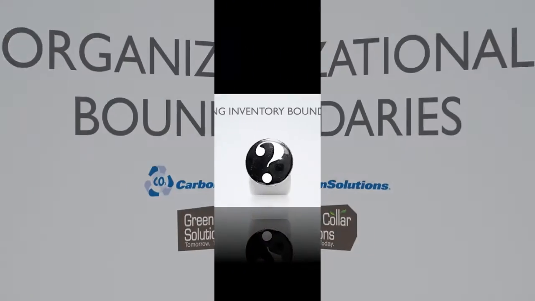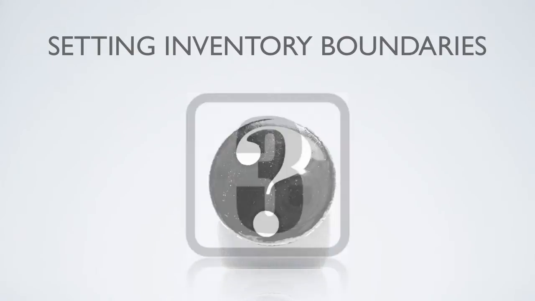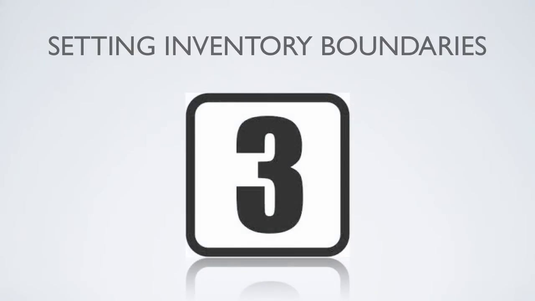Setting inventory boundaries. In order to create a greenhouse gas inventory, companies must quantify their greenhouse gas emissions. But first, they need to determine which emissions they will account for. This is an important step of the planning process known as setting boundaries. There are 3 steps to setting boundaries for a GHG inventory.